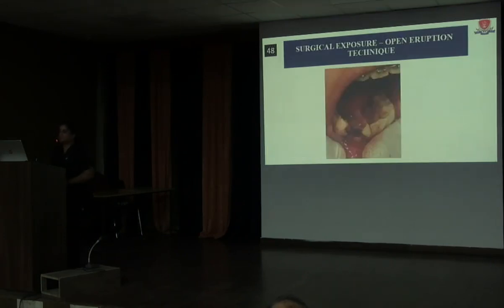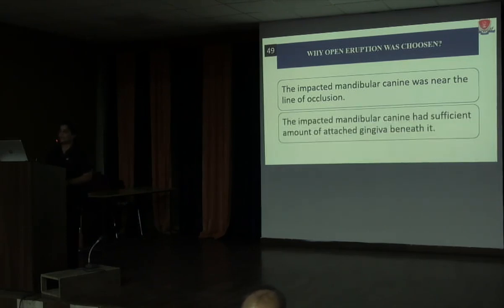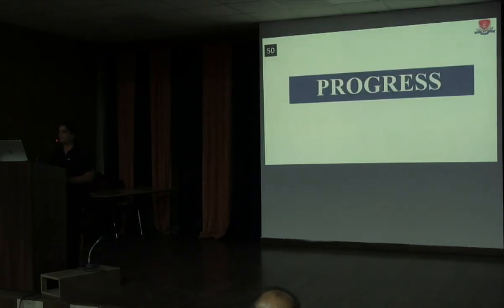So in the case of the lower impacted 4-3, firstly, we did the extraction of the retained deciduous tooth and the supernumerary tooth distal to 4-2. The impacted 4-3 was allowed to passively erupt in the oral cavity. So in this case, why did we opt for open eruption? Firstly, the impacted mandibular canine was near the line of occlusion, and the impacted mandibular canine had a sufficient amount of attached gingiva beneath it.